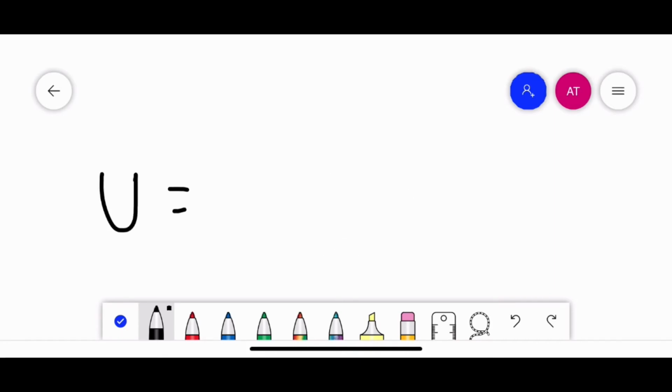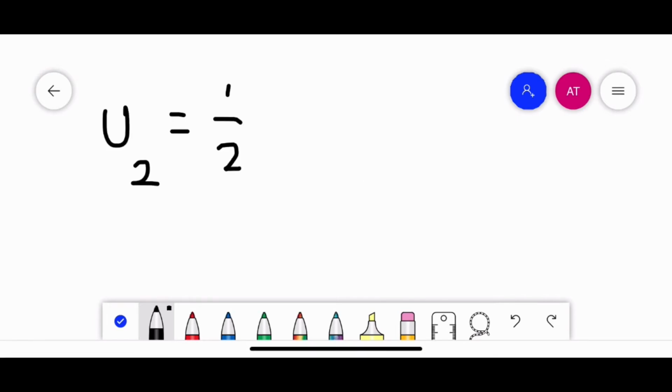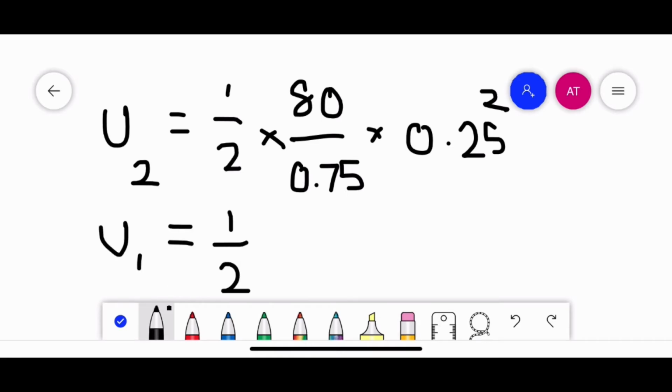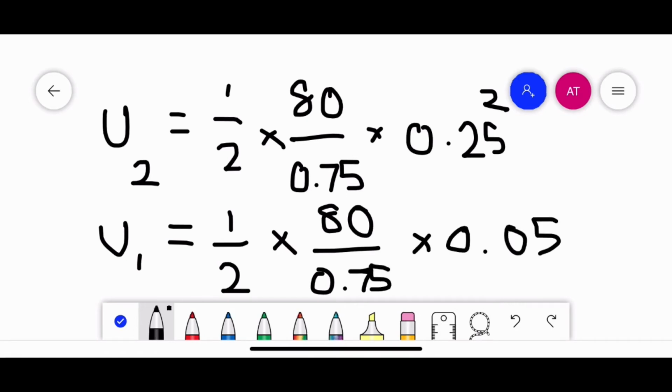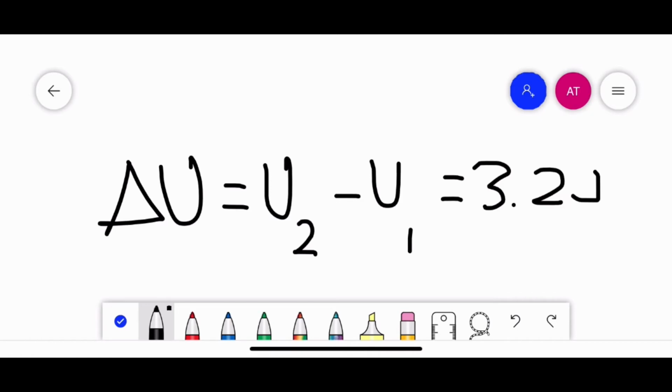Now U is equal to half kx squared, where k is equal to lambda, or the modulus, over the initial length, and x is equal to the compression, or the extension. Now U2 is equal to half times 80 over 0.75, make sure to convert centimeters to meters, times 0.25 squared. U1, on the other hand, is equal to half times 80 over 0.75 times 0.05 squared. Now to find delta U, we just have to subtract the two, and we end up getting 3.2 joules.